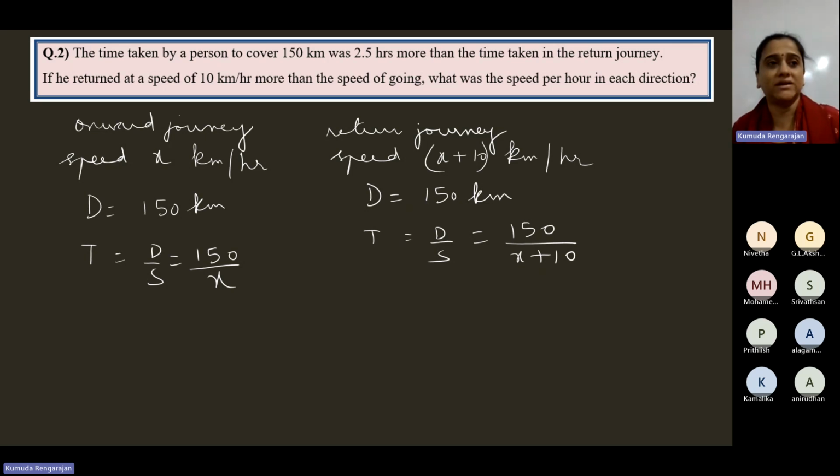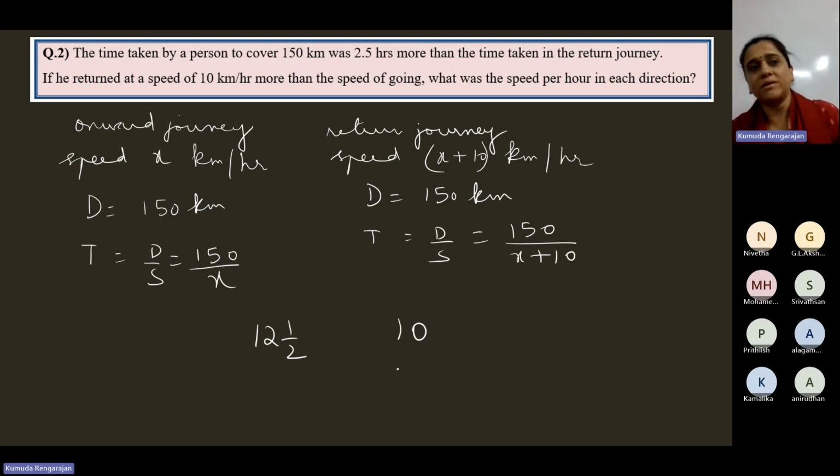The difference in time taken. Onward journey, he takes 12.5 hours. Return journey, he takes only 10 hours. So the difference in time taken is 2.5 hours. That's what is given in the question. So we have to construct the equation in words. The difference in time taken is 2.5 hours. Onward journey, he takes, for example, 12.5 hours, and return journey only 10 hours.